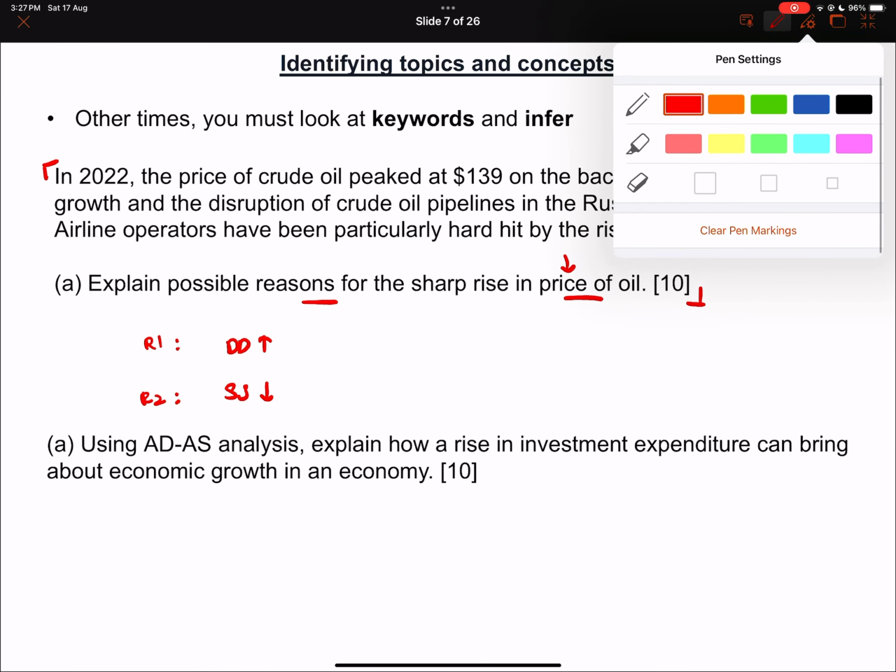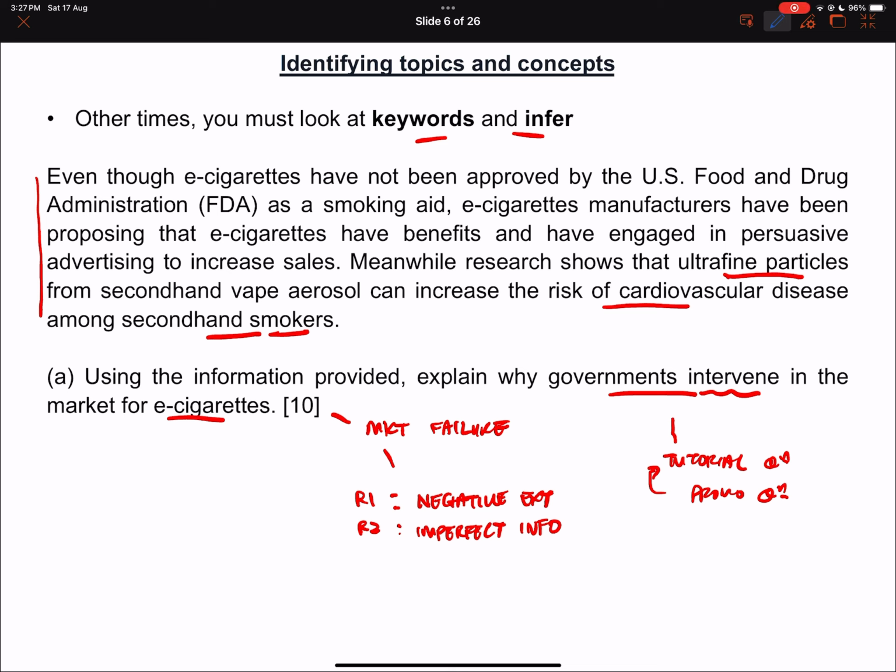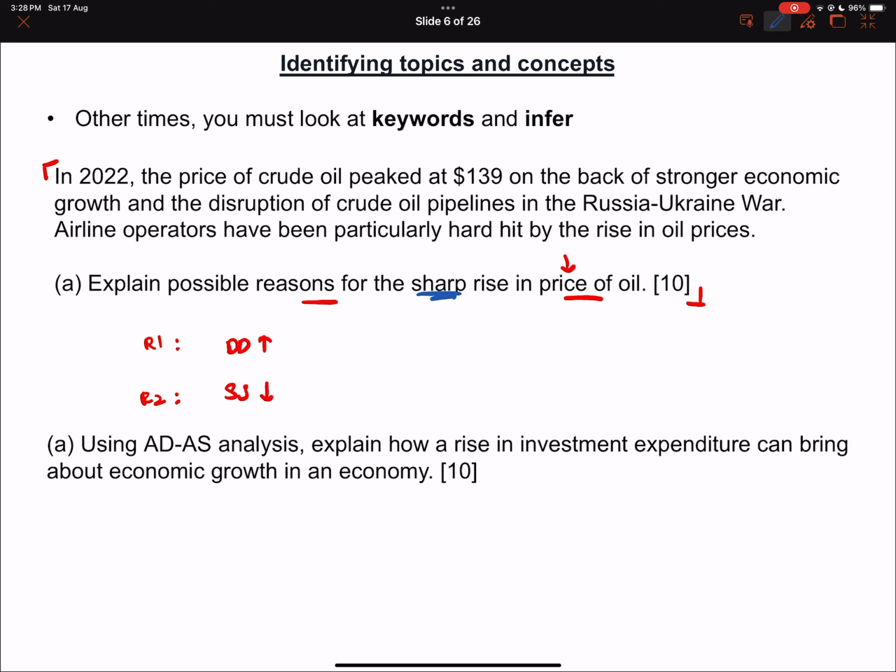And the reason why is because there's another keyword you need to take note of, which is the word sharp, right? In the previous example, it was so obvious, right? The two market failures are the and the. But for some cases, they are quite tricky, right? In this case, the word sharp means you need to talk about magnitude. And where there's a need to talk about magnitude, you need to bring in elasticities, right? Which is PED, PES, XED, or YED.